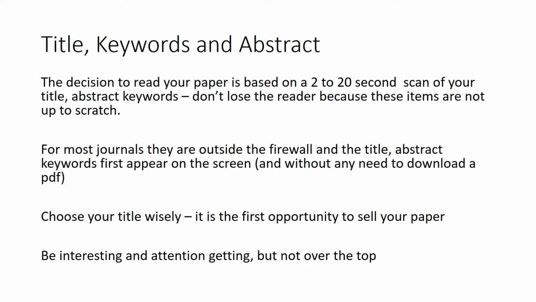Now, for most journals, the title, keywords, and abstract are outside the firewall and therefore appear on the first screen as you do a literature search. And also, they are the things that search engines capture when you put in keywords in the search. Words in the title, the keywords, and the abstract will be captured in the literature search.